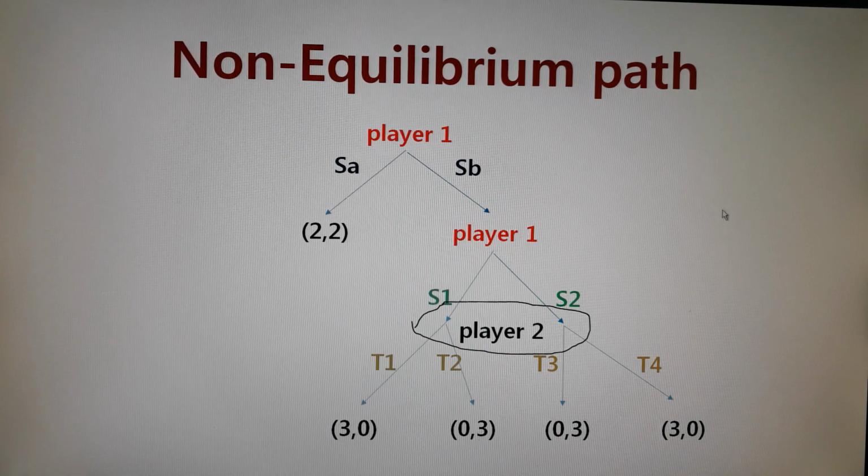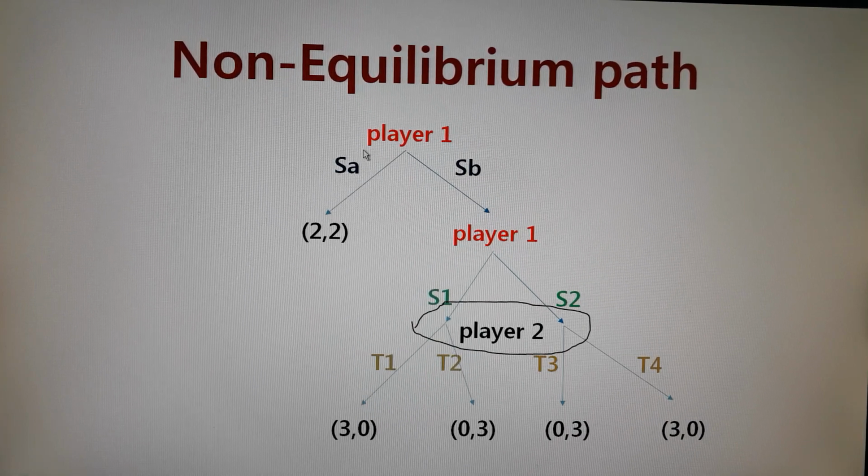And then the mixed Nash equilibrium in the game is playing S1, S2, T1, T2 with probability half and half. Please try it yourself. And then the expected payoff would be 1.5, 1.5, because both player 1 and 2 get 3 with probability 50% and 0 with probability 50%. So the expected payoff, the average, would be 1.5.